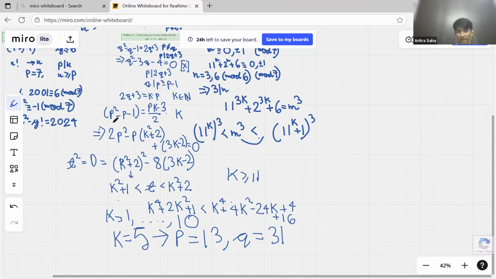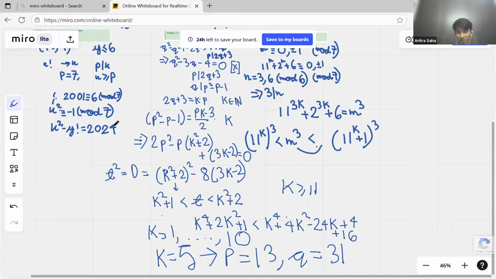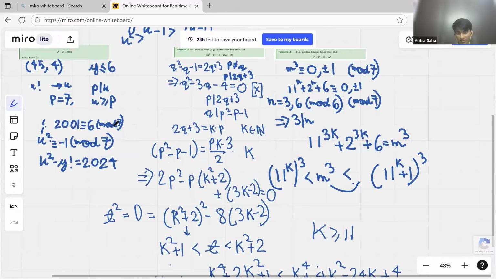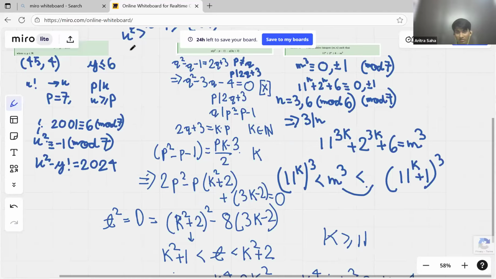Any issue with the problem? If there is any issue with any of the problems till now, like those 3 problems, you can write in chat or tell me directly. I was wondering what would be the difficulty of this problem? Is this feasible for RMO or something like that?